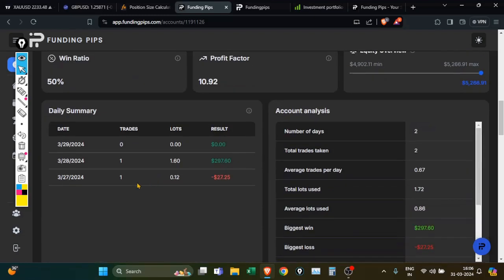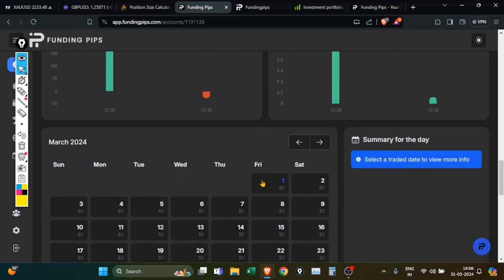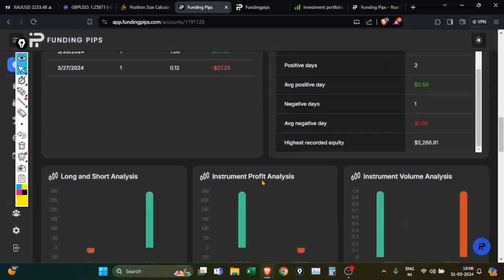I basically only taken 2 trades. First was in loss due to some reasons. I had explained it in my previous videos. And the second one is $297. So basically you can say that in one trade only I had completed the challenge. So yeah, here also you can see all the stats.